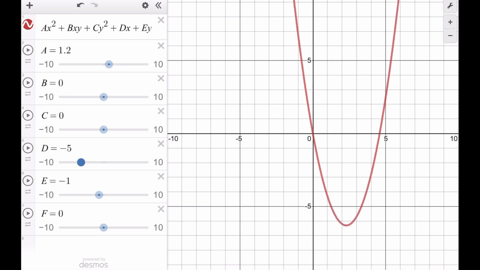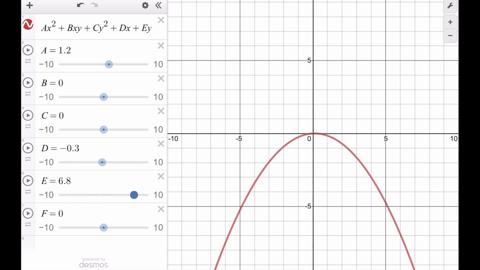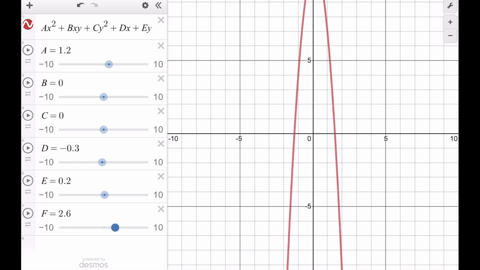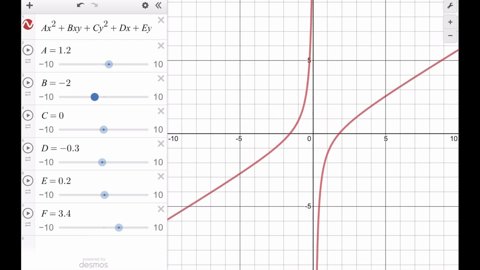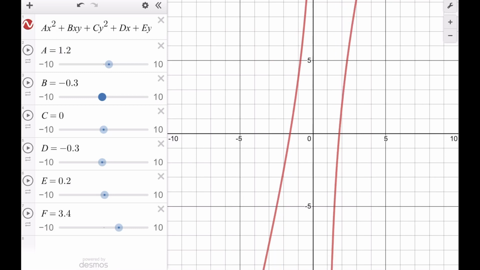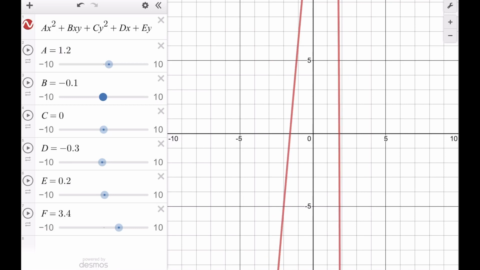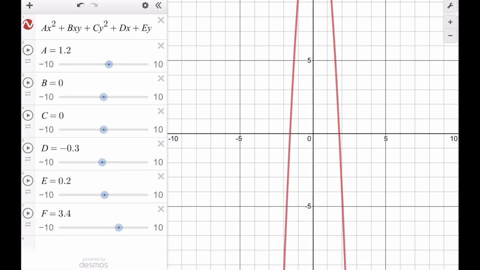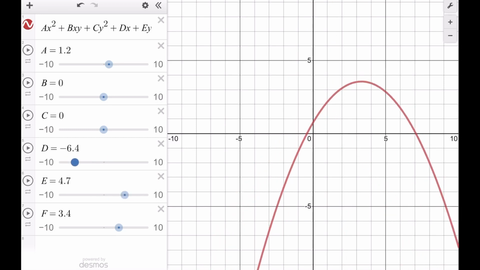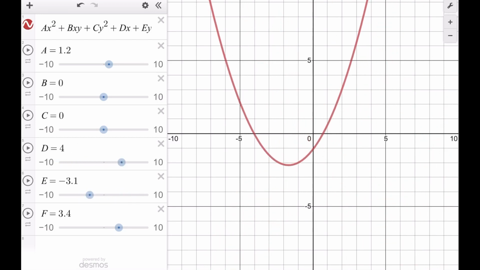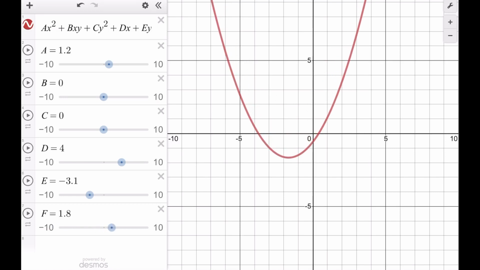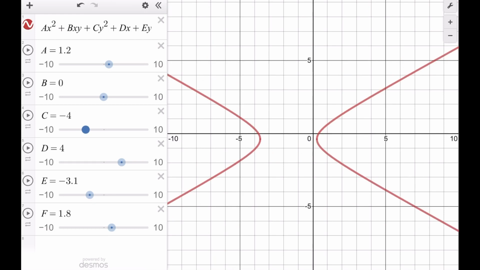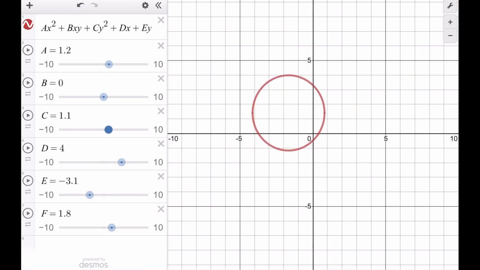So I can adjust the D, the E, and the F, but not the B. We're not messing with the B. That really warps things, so leave that B alone. I don't know why I even touched it. It's hard getting that to be 0 again. There you go, just force it. I can adjust all of these to get all these different versions of a parabola. It just moves things around. But the moment C is no longer 0, here we have a hyperbola, there we have an ellipse. Only when C is 0 will we have a parabola.